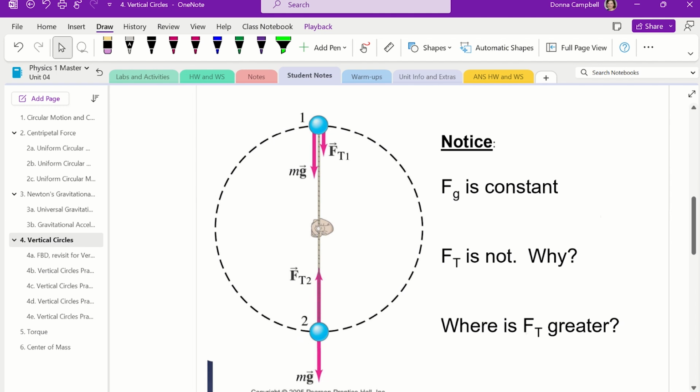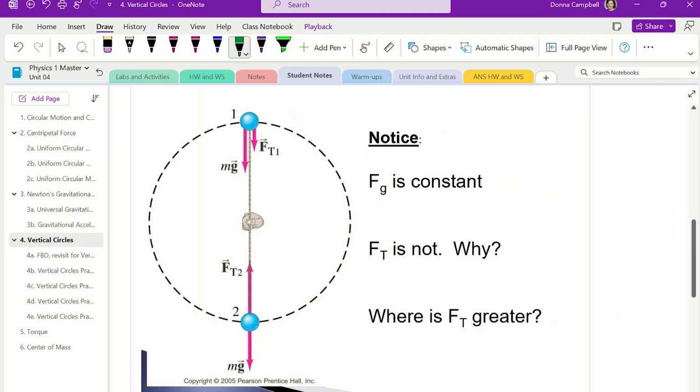So, a couple of things you need to know. Fg is going to be constant, and that should make sense because we're here on Earth. Ft is not constant, so if you're twirling something in a vertical circle, it's going to be greater at the bottom, and it's going to be less at the top. And you know this if you've ever tried to twirl a whistle, and the whistle just didn't quite make that circle. So the tension wasn't enough at the top to keep it in the circle.